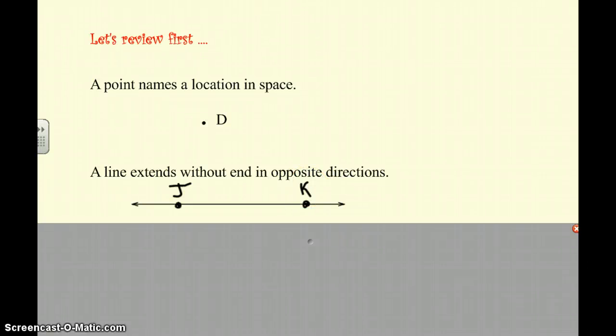Now, if you're asked to name this line, this could be line JK, and we put the little symbol on top so that this would read line JK. Now, you could also name this line KJ. So either way, JK or KJ, and we're talking about the exact same line. I'm going to put the little symbol on.